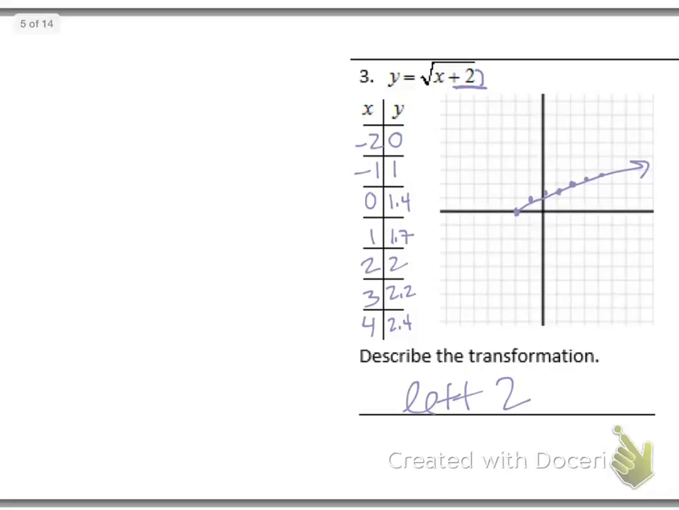So remember back to absolute values, if it was inside, it was always left or right, but it was always the opposite of what you think. So +2, you think I'm going to go right 2, but it's actually left 2. If it would have been a -2, then we would have gone right 2. So it's the opposite of what you think.